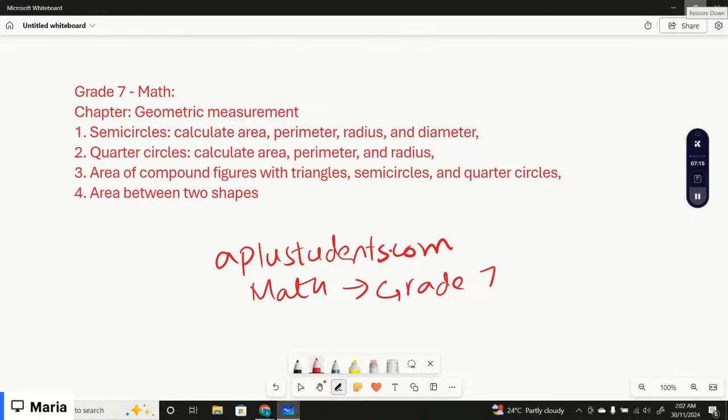We're going to start with the chapter geometric measurement. The lessons we're going to cover today are semicircles, calculate area, perimeter, radius, and diameter; quarter circles, calculate area, perimeter, and radius; area of compound figures with triangles, semicircles, and quarter circles; and area between two shapes. So please make sure you have your notebook and pencil so that you can note down the important examples and definitions as well.